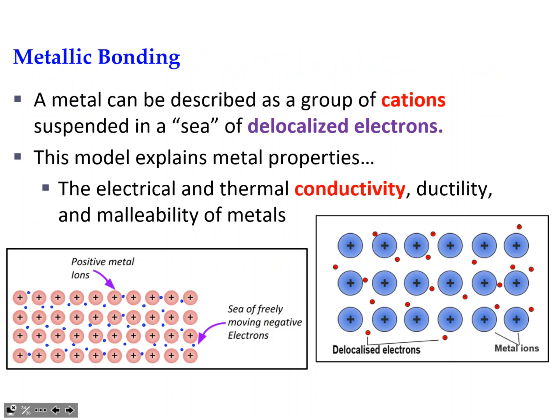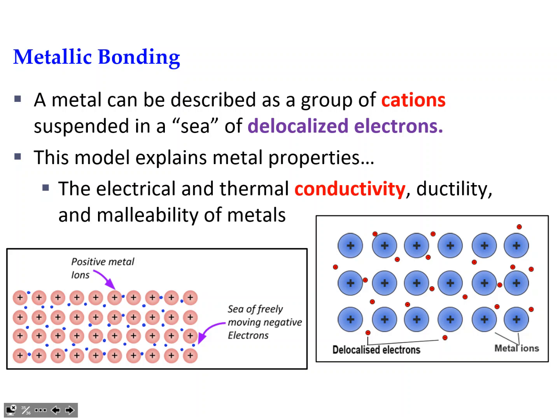All right, so let's talk about metallic bonding, and we'll talk more in detail about metals later when we get to the solids category. But what is metallic bonding? It is described as a group of cations suspended in a sea of delocalized electrons. This model explains metal properties, okay? The electrical and thermal conductivity, ductility, and malleability of metals.